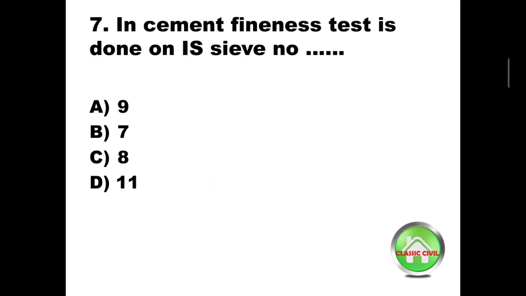7th question. In cement fineness test is done on sieve number dash. Option A, 9. Option B, 7. Option C, 8. Option D, 11. In cement, fineness test is done on IS sieve number dash. Answer is option A, 9.